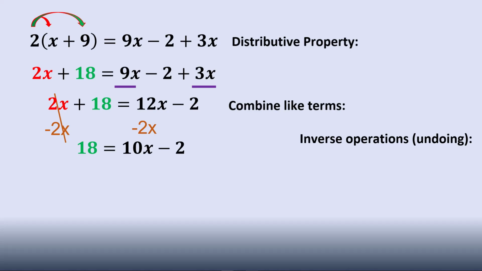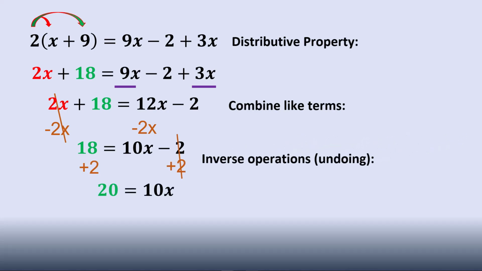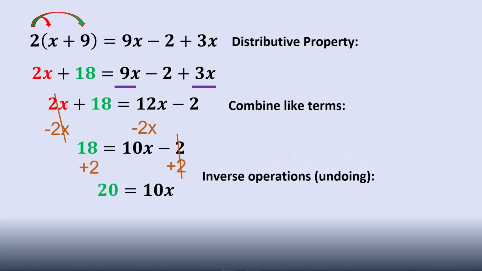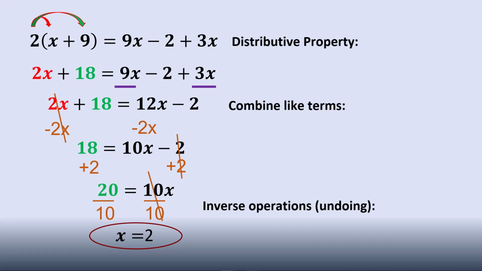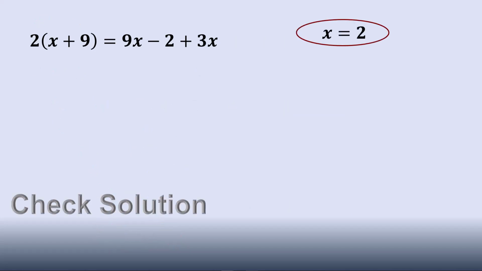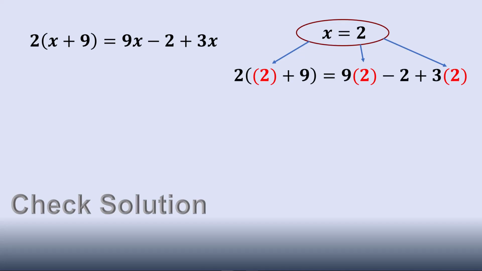Subtract 2x from both sides, and we get 18 equals 10x minus 2. We add 2 to both sides, and we get 20 equals 10x. Divide both sides by 10, and we get x equals 2 as our answer. We replace x in 3 places with the value 2, resulting in 2 times 2 plus 9 equals 9 times 2 minus 2 plus 3 times 2.